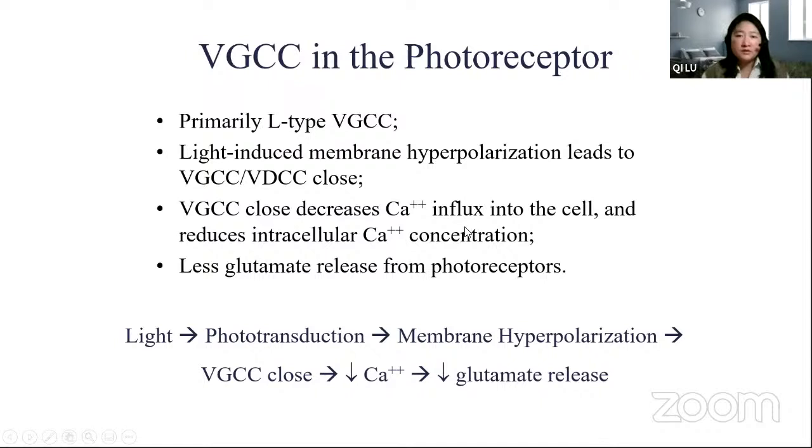Light-induced membrane hyperpolarization leads to these channels closing. So after capture by the photon, the whole phototransduction cascade is that the light will cause membrane hyperpolarization, and this channel will be closed, the calcium influx will decrease, calcium concentration will decrease within the cell, and the glutamate release is also reduced. So the light will reduce the activity of the photoreceptor.